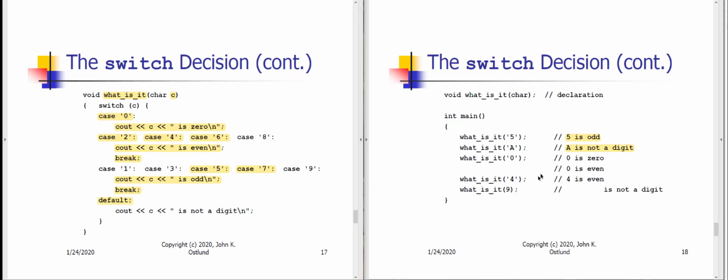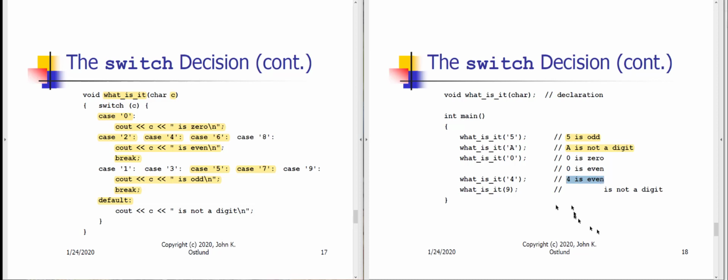We also did the case of character 0. Character 0 is 0 and is even, and then we break out of the switch and return from the function. For the character 4, it is going to match this case here, and we'll display 4 is even, break out of the switch and return from the function. So we just get one line of output, 4 is even.